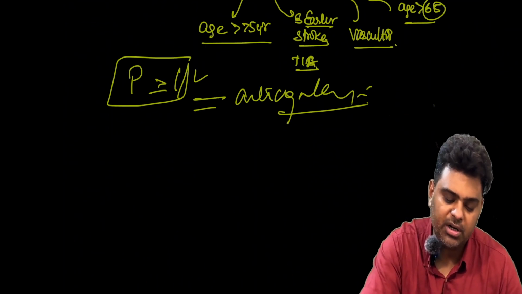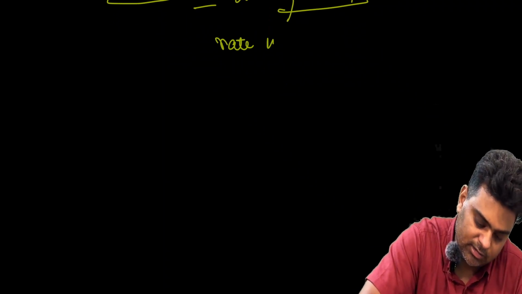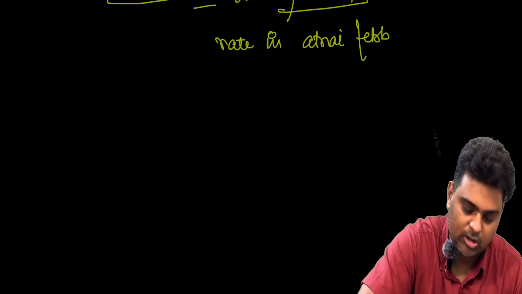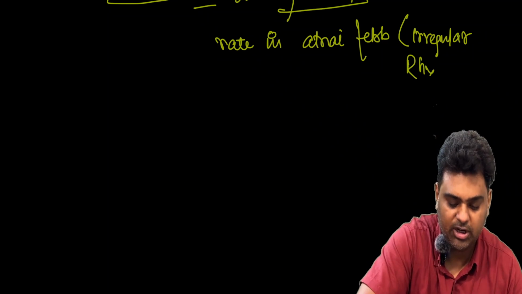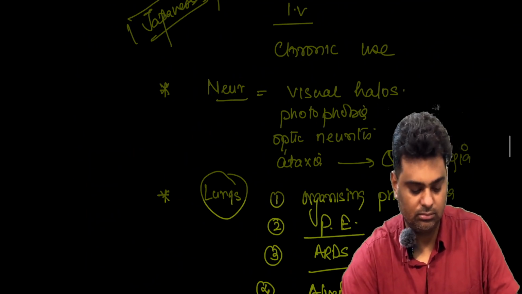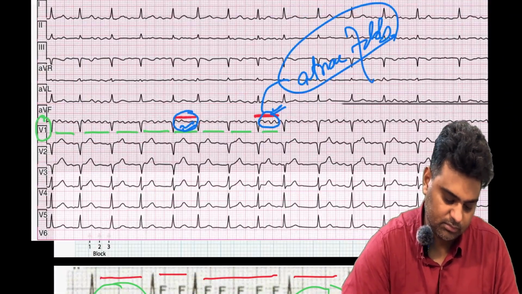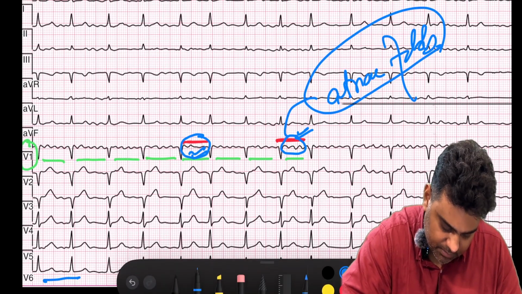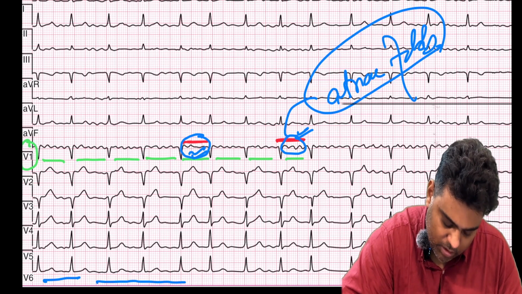Now there is a very important thing: how to calculate the rate in atrial fibrillation, or in cases of irregular rhythm. In irregular rhythm, how to calculate the rate? Now if you see, this is an irregular rhythm. How to calculate the rate?